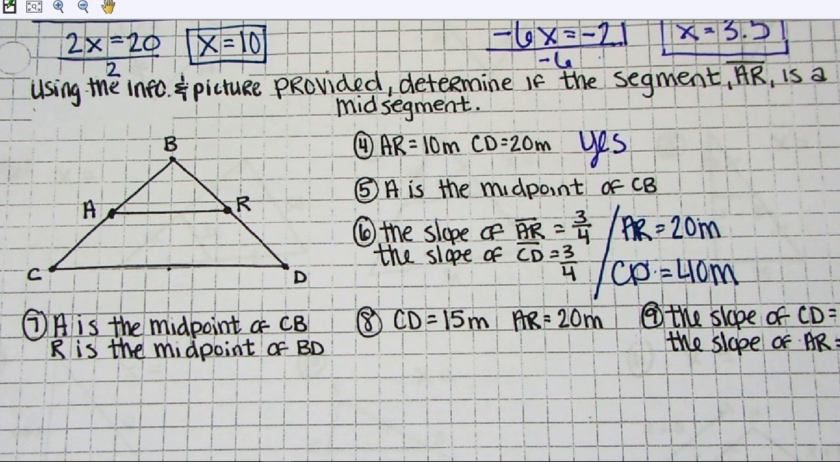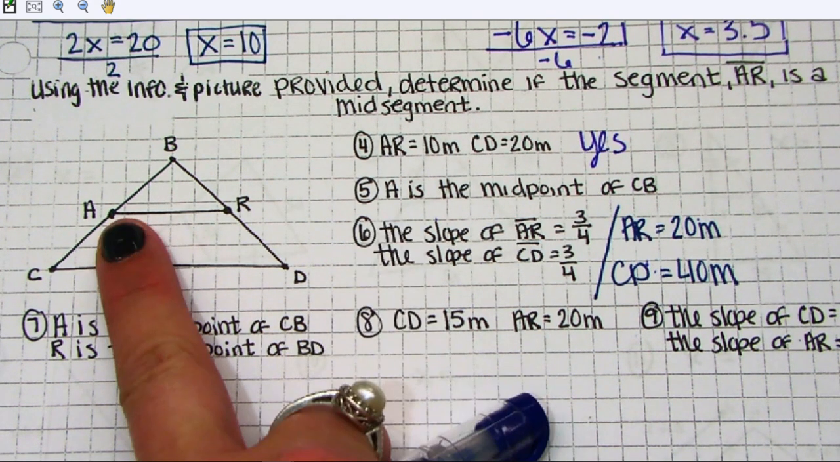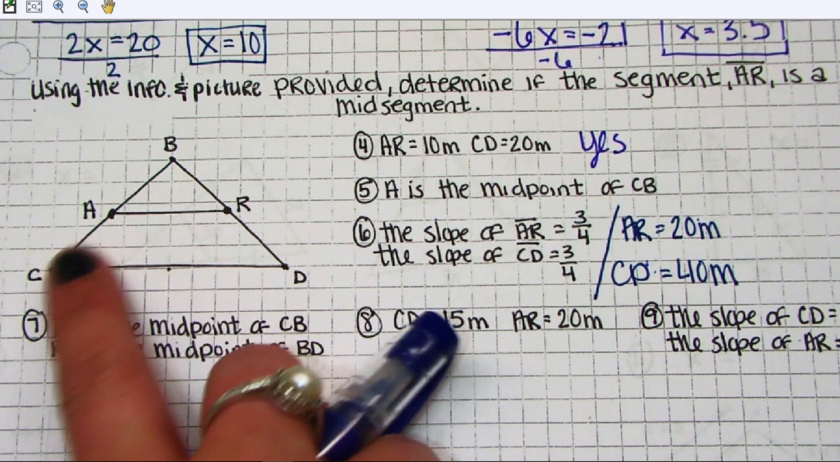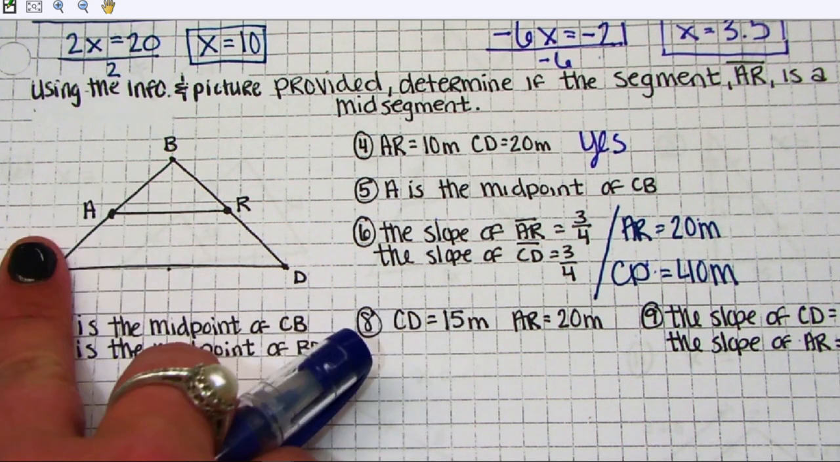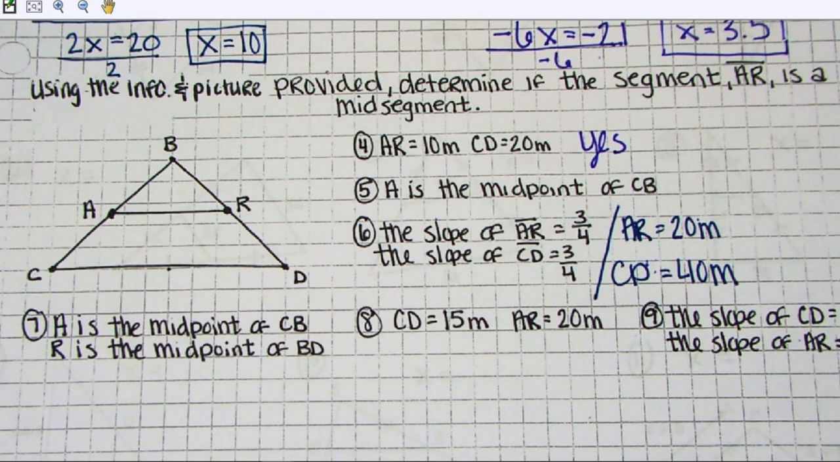What about number 5? A is the midpoint of CB. Probably not. Why do you think probably not? Okay, it does tell you A is the midpoint, but you are correct. That's not enough information, but why is it not enough information? It says A is the midpoint of CB. That's not enough information to tell me it's a mid-segment, but why?